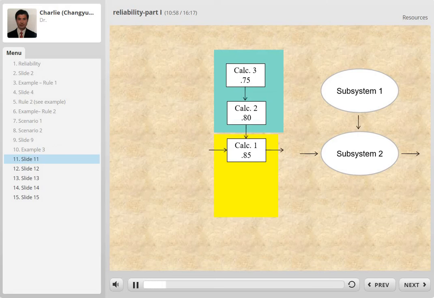Now we learn how to put those individual parts into subsystems. In this case, we put Calc 2 and Calc 3 together. This part, we give it a name, subsystem 1. And this part, yellow, we call subsystem 2. So subsystem 1 is in green, subsystem 2 is in yellow. Now we regroup the whole system with the 3 parts into 2 parts.